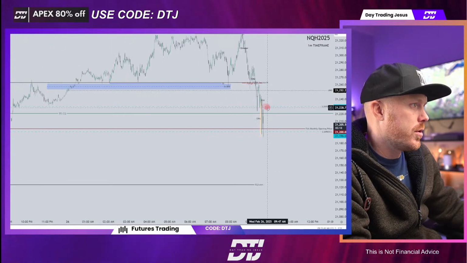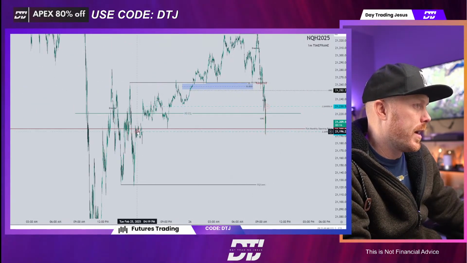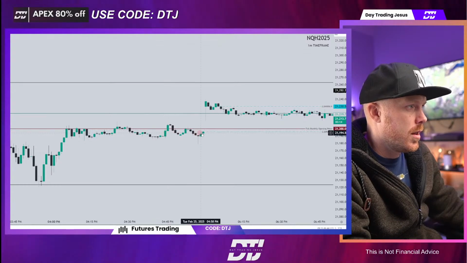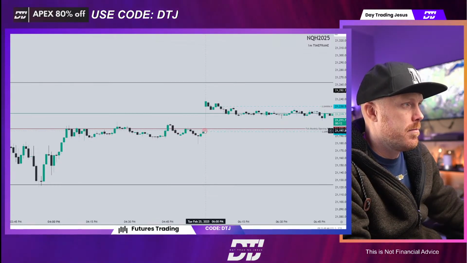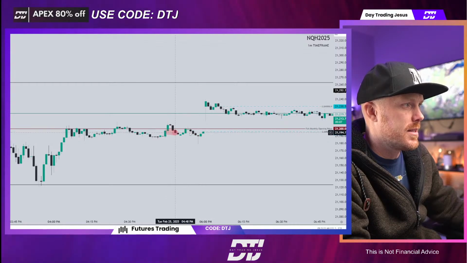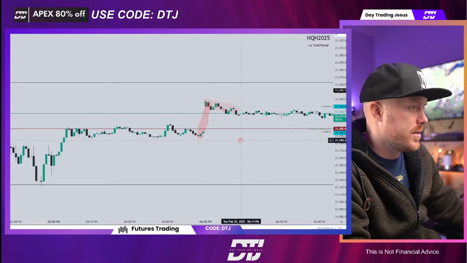For those that don't know what the new day opening gap is, scroll back all the way to 6 p.m. from yesterday, and you'll see this gap right here. This is the end of yesterday's trading day, and this is the beginning of today's trading day, and it gives us a gap. That is the new day opening gap.